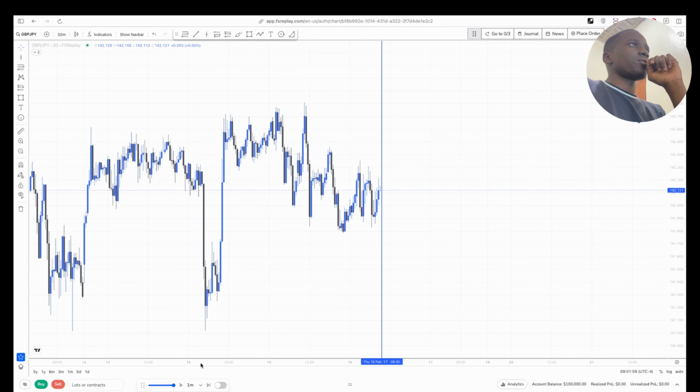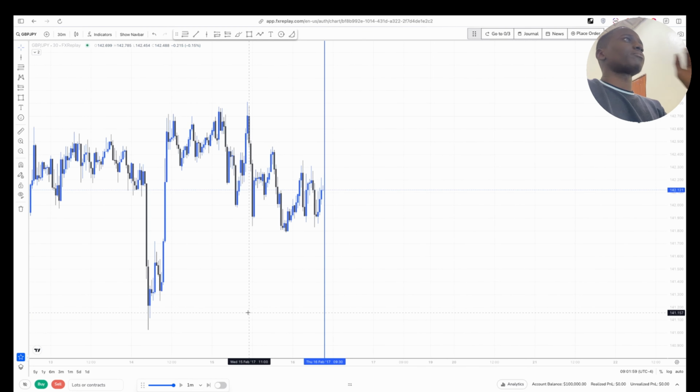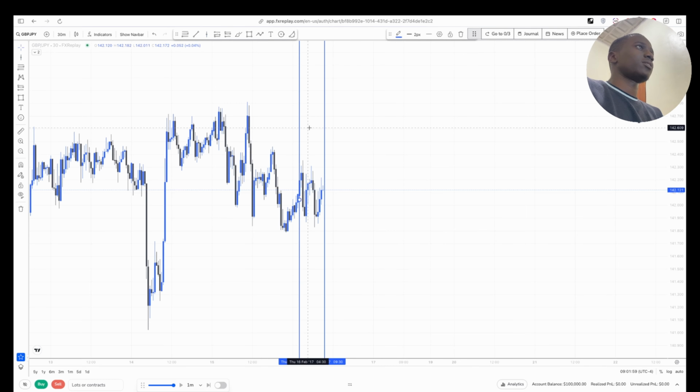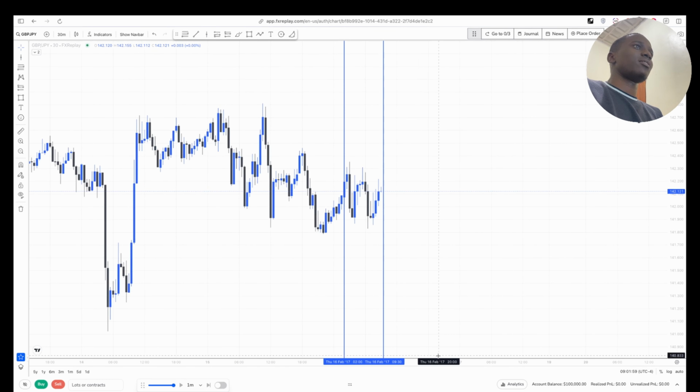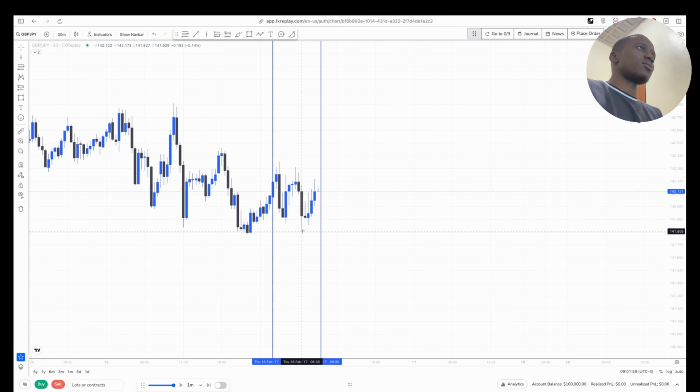So before New York starts, what can we note? We can note some highs of the sessions. So London session started at 3, or it started at 2 right here. Right, so what's the high that London created? You can see that this is the London low right here.